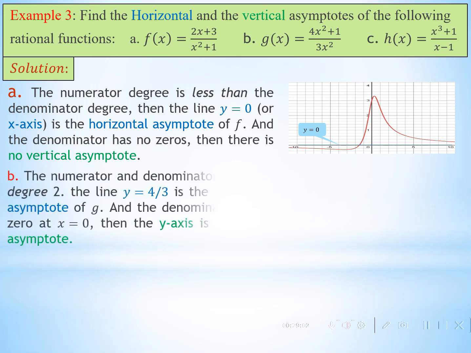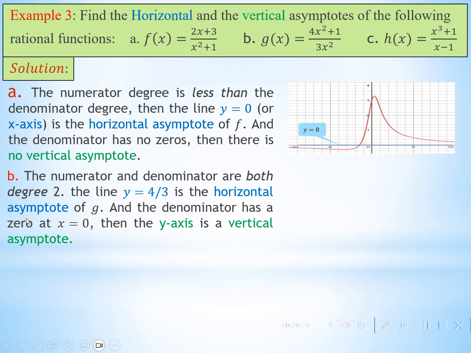Part B, the numerator and the denominator are both of degree 2. The line y equals 4 over 3 is the horizontal asymptote. Here, 4 is the coefficient of x squared in the numerator, and 3 is the coefficient of x squared in the denominator. So y equals 4 over 3 is the horizontal asymptote.